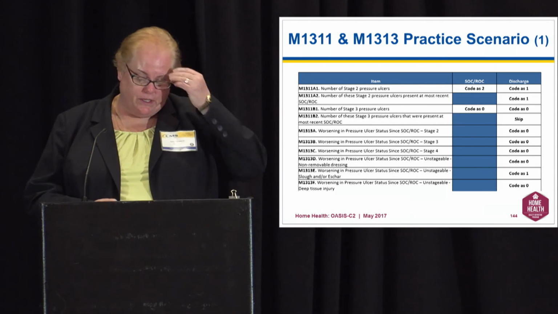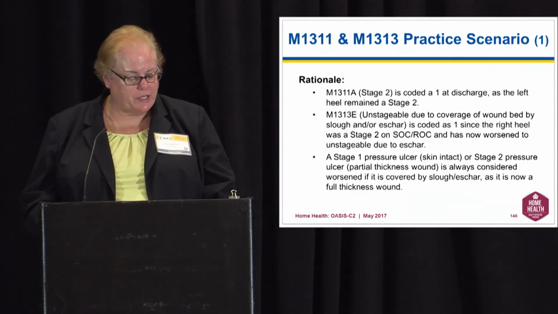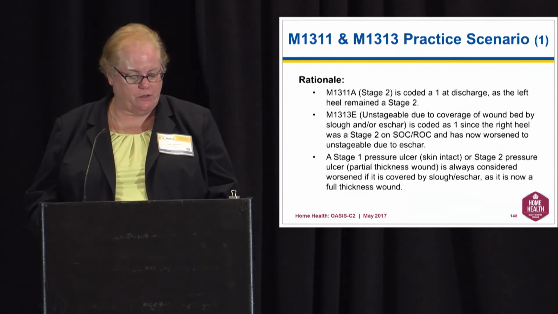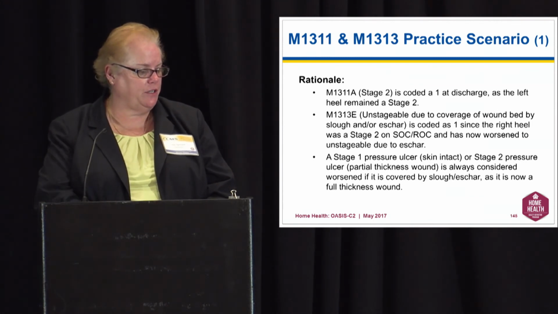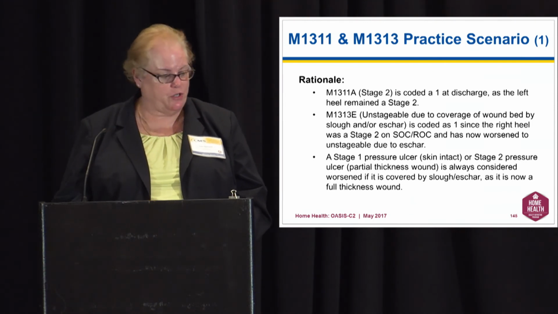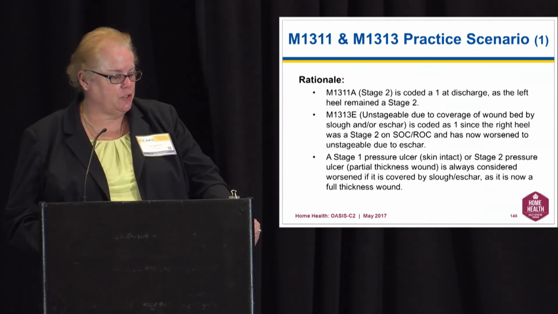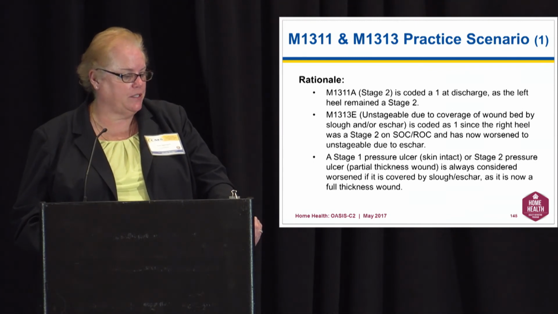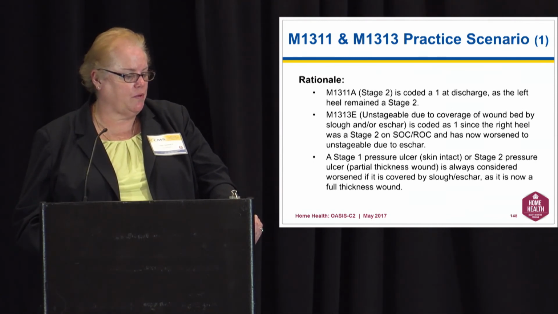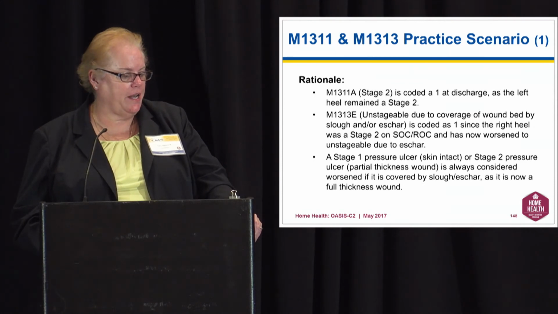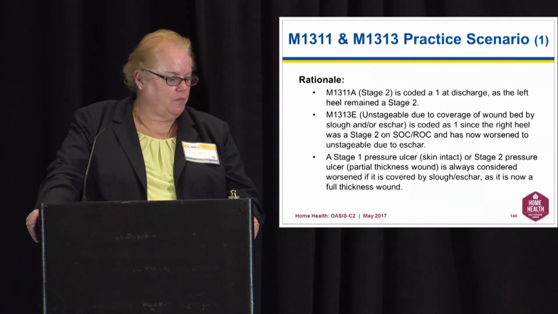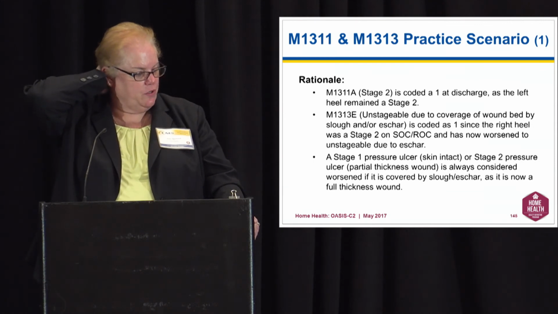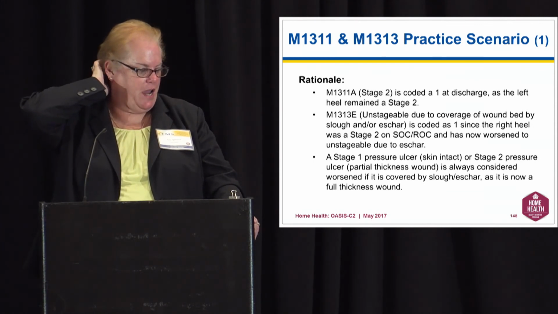All right. So let's look at a second scenario here. Well, let's actually look at the rationale here for this particular scenario. So M1311 stage 2 is coded as 1 at discharge as the left heel remains at a stage 2. We know that one. No one's questioning that. The 1313E, unstageable due to coverage of the wound by slough or eschar, is coded as 1 since the right heel was a stage 2 on the sock rock and now has worsened to an unstageable due to eschar. And the stage 1 pressure ulcer, skin intact, or stage 2 pressure ulcer, partial thickness, is always considered worsened if covered by slough or eschar, as it is now a full thickness wound.